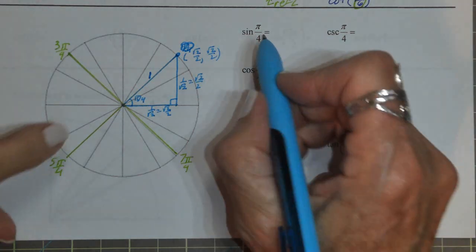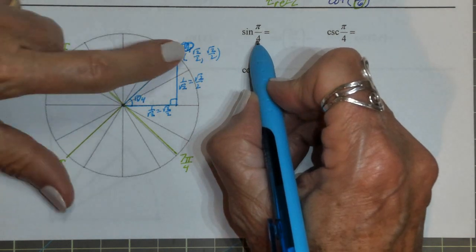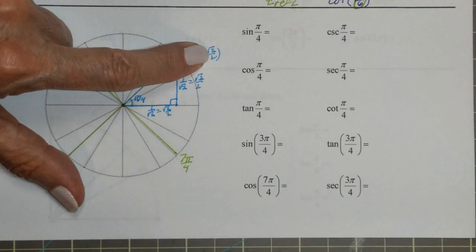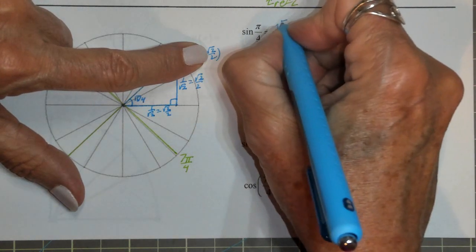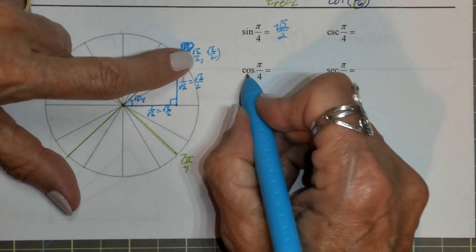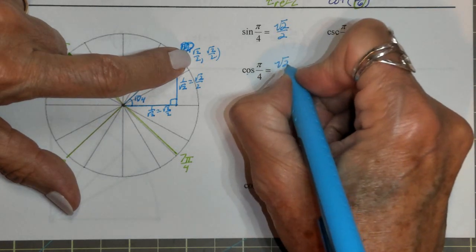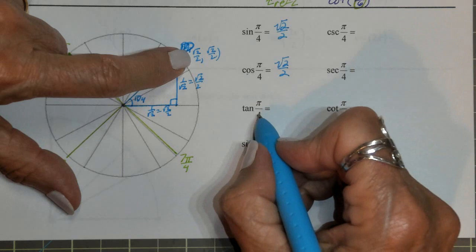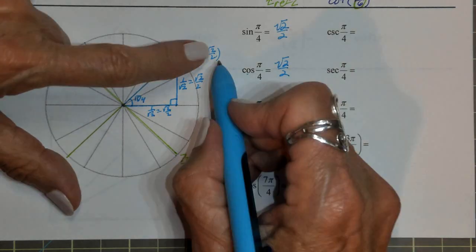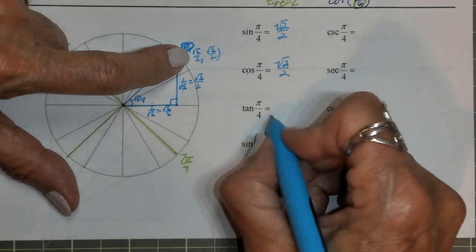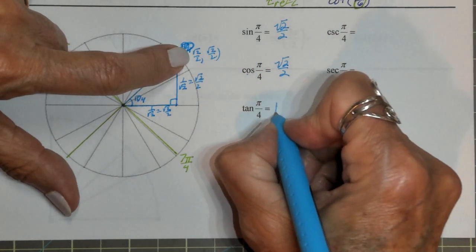So sine of pi over 4 is the y coordinate at pi over 4 on the unit circle. So that is square root 2 over 2. Cosine of pi over 4 is the x coordinate on the unit circle. So square root 2 over 2. What is tangent of pi over 4? Well, it is y over x. But since y is equal to x, tangent of pi over 4 is 1.